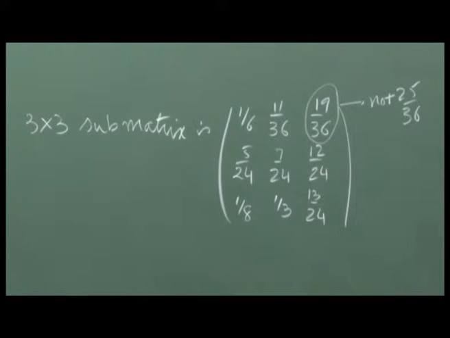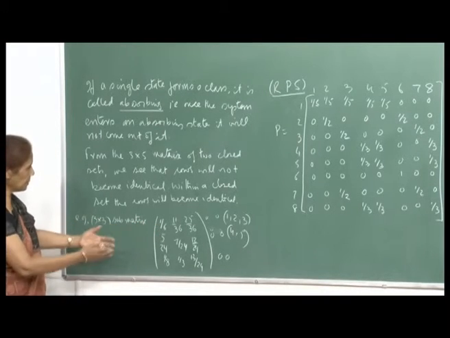In the submatrix, the entry 1 3 was by mistake written as 25 by 36, it should be 19 by 36, because all the elements of any row of a transition matrix must add up to 1. And so, with 19 by 36, the numbers 1 by 6 plus 11 by 36 plus 19 by 36 add up to 1. Make that correction, and in P 3 also the same correction has to be made, because this mistake got carried over from P 3 where it was by mistake written as 25 by 36 and not 19 by 36.